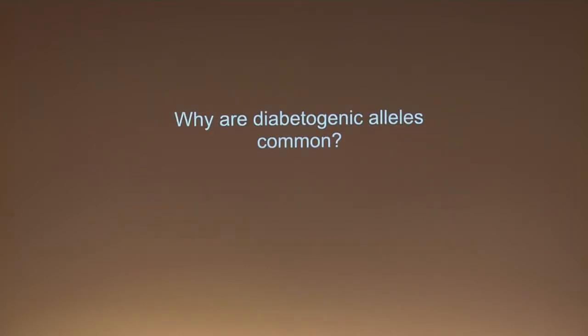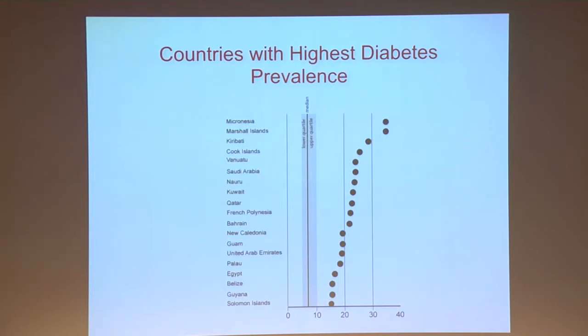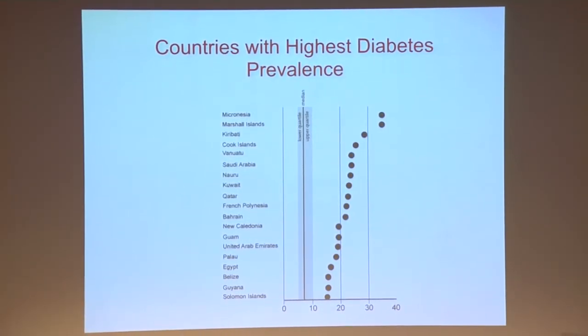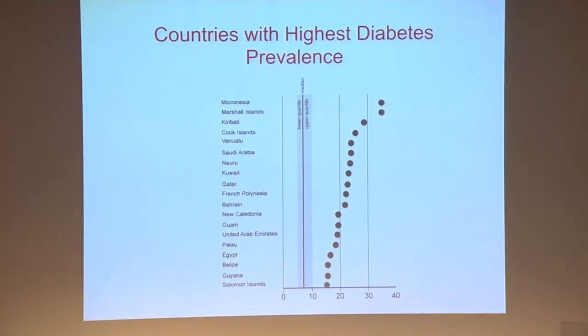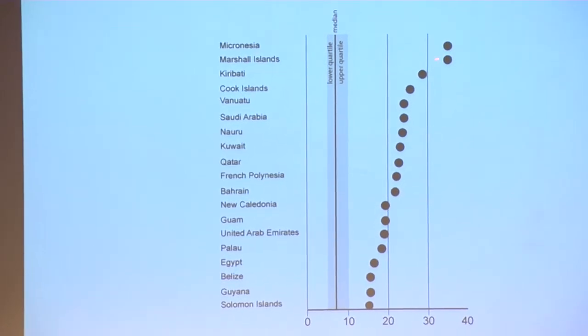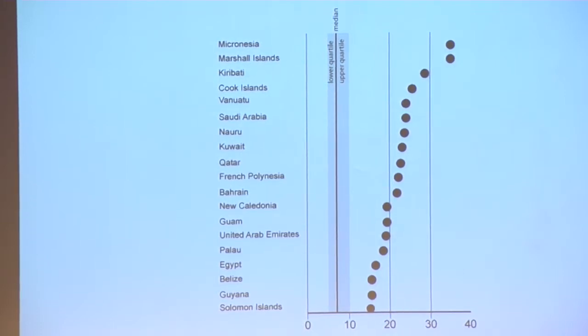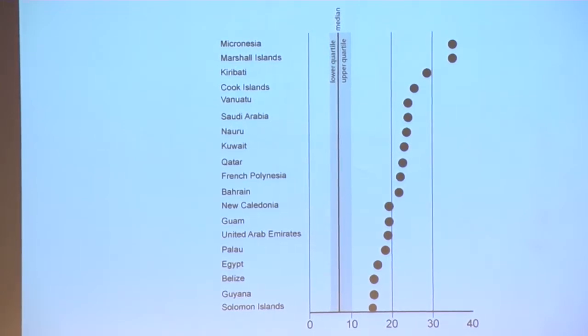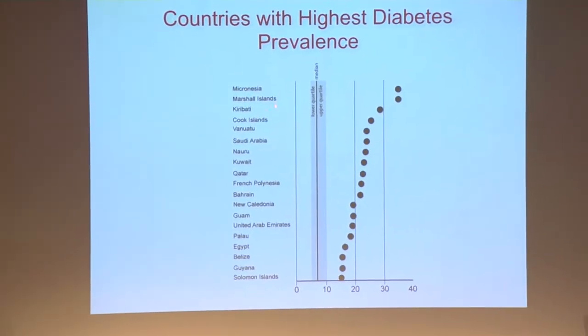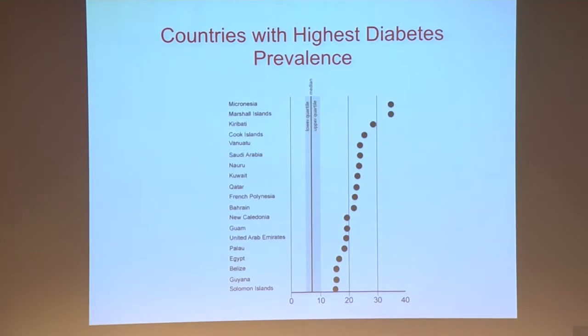But the question is, why? The heritability of diabetes is about 50%. So about 50% of the variance in diabetes is attributable to genetic factors. And so the question is, why are diabetogenic alleles so common? And one of the things that we see is that it's not uniformly distributed when you look at countries around the world. These are the countries with the highest prevalence of diabetes. And I'm showing it to you because the ones with the highest, Micronesia and the Marshall Islands, are in the 40s. And it's not just because there's more obesity there, because among obese people in the United States, only about 20% develop diabetes. So that's not the whole explanation. And again, you see a pattern, Pacific Islanders, and then another pattern is the Arabian Peninsula is very high. They're in the mid-20s, which is still extremely high.